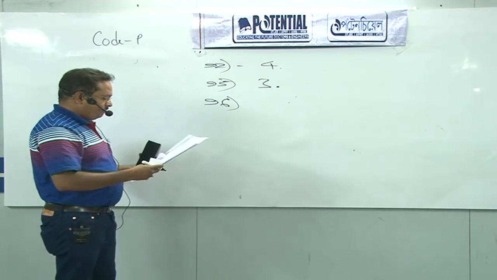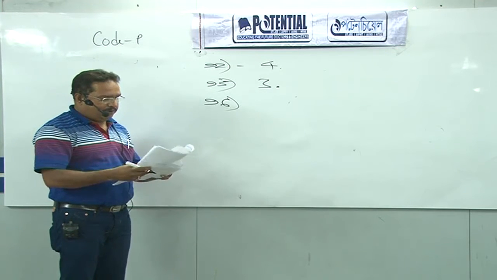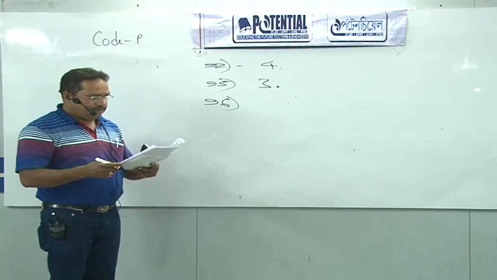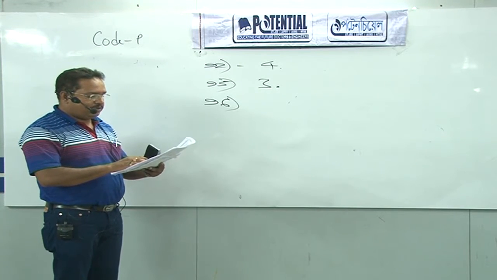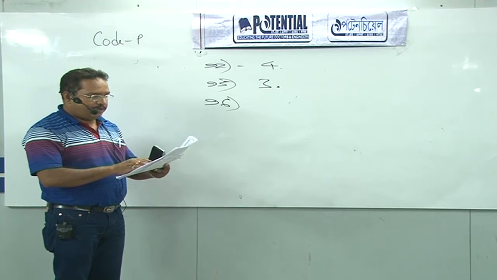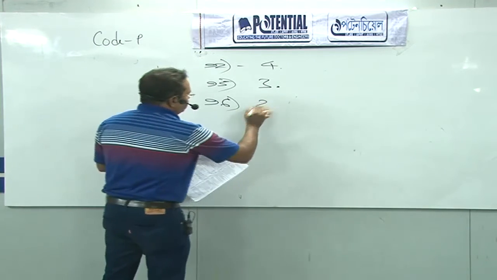Question number 96. Which of the following most appropriately describes hemophilia? We know that hemophilia is a sex-linked disease, a recessive sex-linked disease. The options given are a recessive gene disorder, an X-linked recessive gene disorder, a chromosomal disorder, and a dominant gene disorder. It is an X-linked recessive gene disorder, so option 2 is correct here.